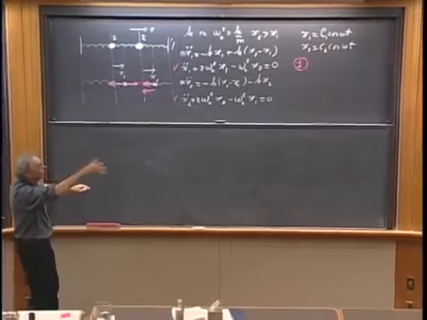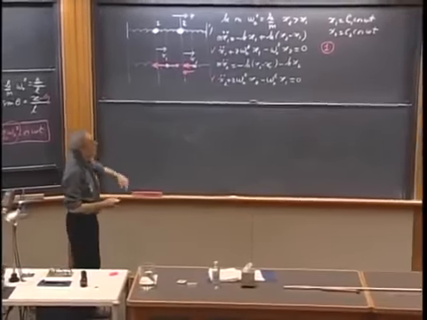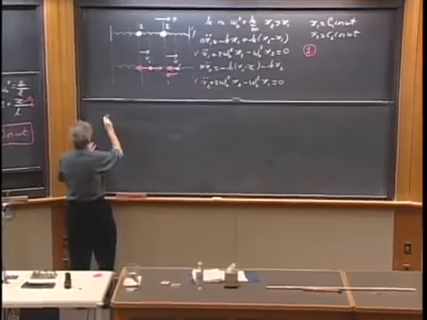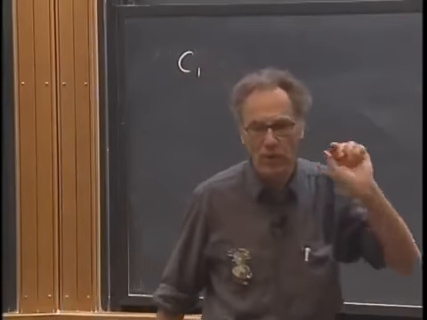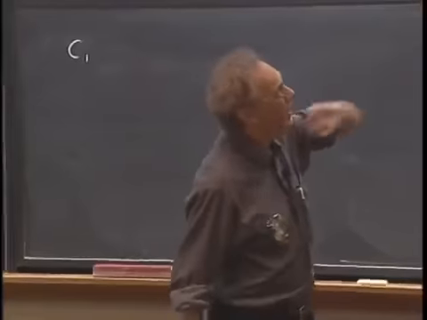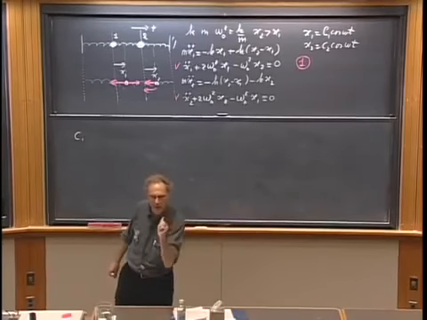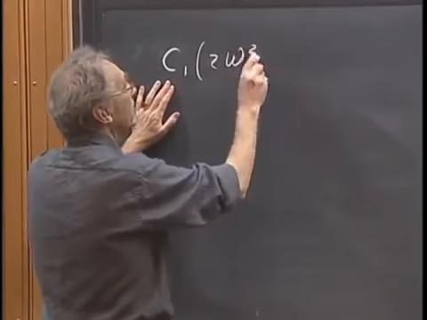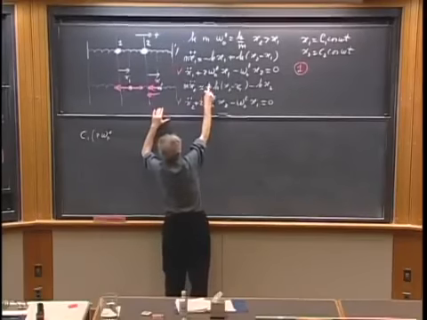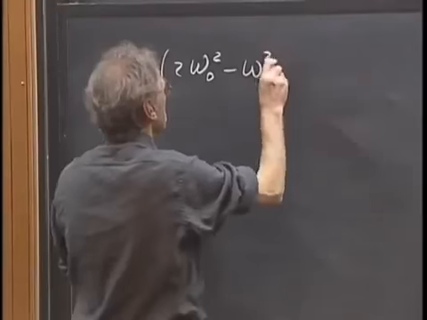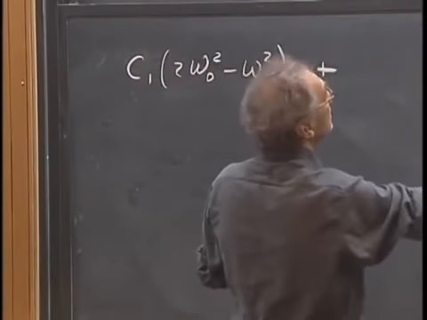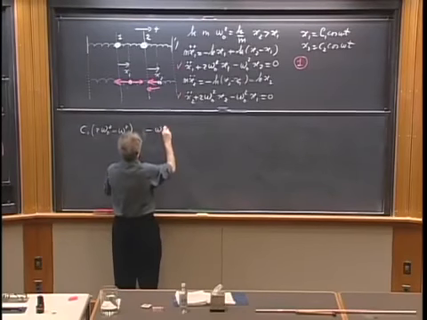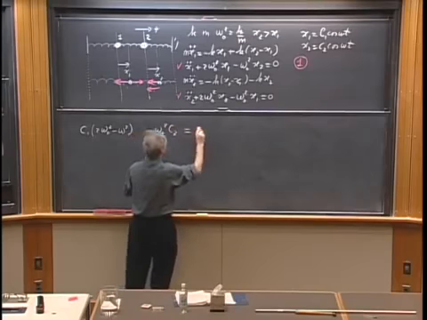And every term will have a cosine omega t, so I dump all the cosine omega t's. So I go to the equation which has a big 1 there, and so that 1 becomes c1. Now x1 double dot gives me a minus omega squared, right? If I take cosine omega t and I do the second derivative, I get minus omega squared in front of it. So I get c1 times 2 omega 0 squared. That is that 2 omega 0 squared. And then I get minus omega squared. And then I get minus omega 0 squared times c2, and that equals 0.